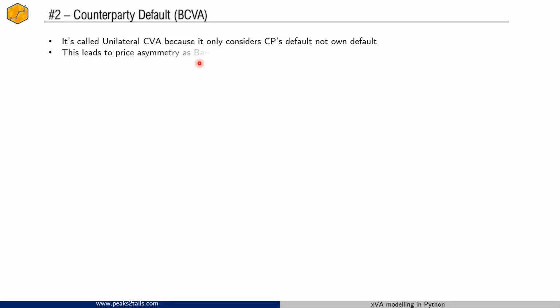Now let's focus on this. From UCVA, we are going to BCVA, which is bilateral, right? The reason is, what are the issues with UCVA? First of all, it is called UCVA because it stands for unilateral CVA, which only talks about the counterparty's default probability, not your own default probability. Second, if you only use that CVA, the bank's valuation and the counterparty's valuation will never agree.